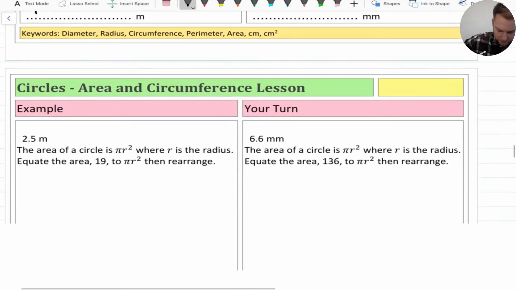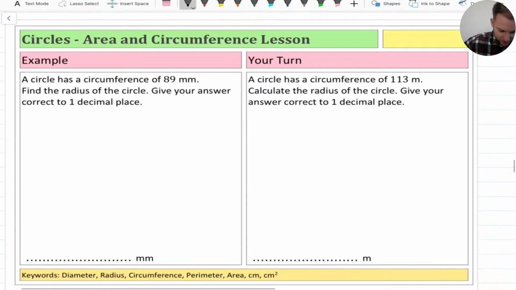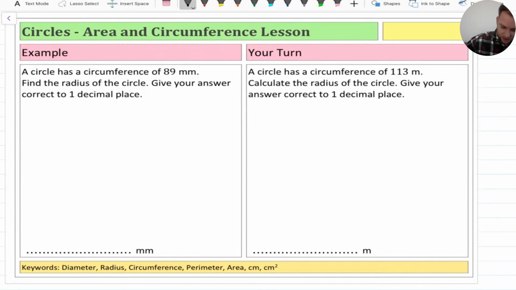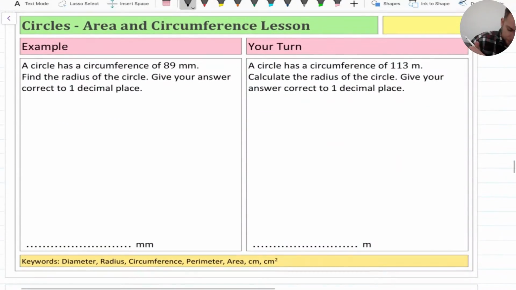So let's move on. So this one here, it's very similar, to be honest. It's not actually that much harder. So this one here is example 6. Get this one down in your notes. Example 6. A circle has circumference now of 89 millimeters. Find the radius of the circle.